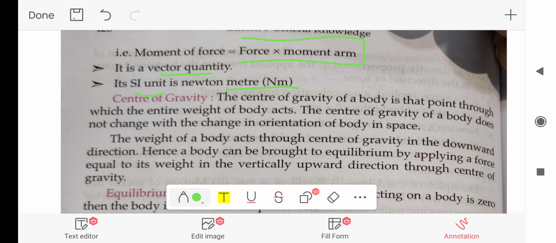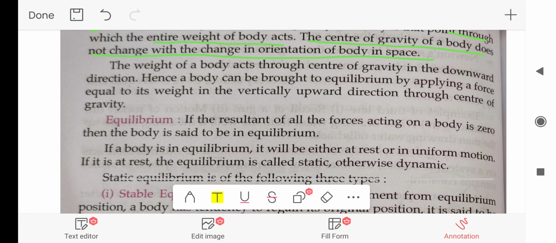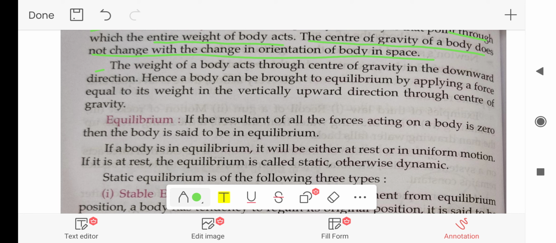Center of gravity. Center of gravity of a body is that point through which the entire weight of the body acts. The center of gravity of a body does not change with change in orientation of the body in space. The weight of a body acts through the center of gravity in the downward direction. Hence, a body can be brought to equilibrium by applying a force equal to its weight in the vertically upward direction through the center of gravity.